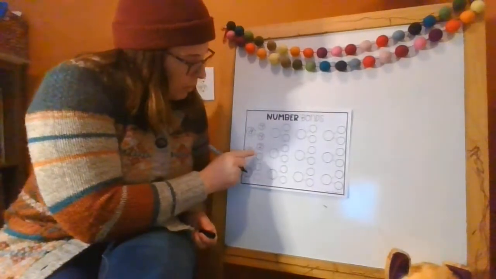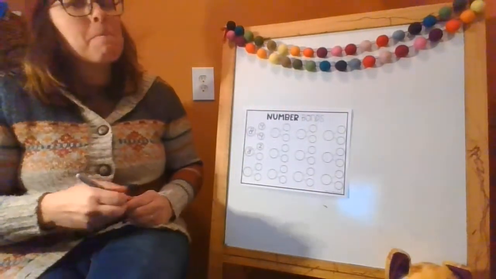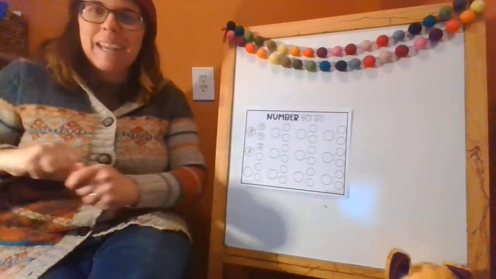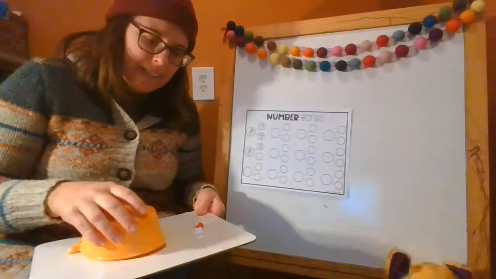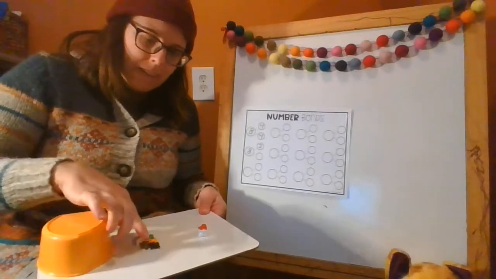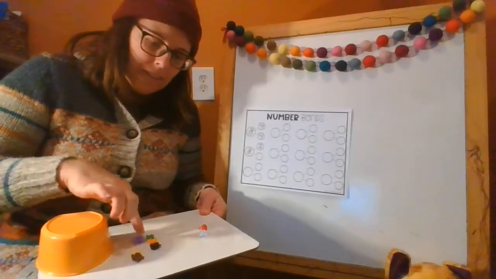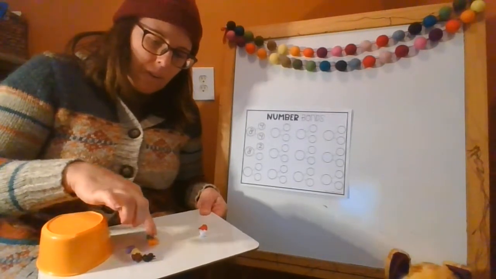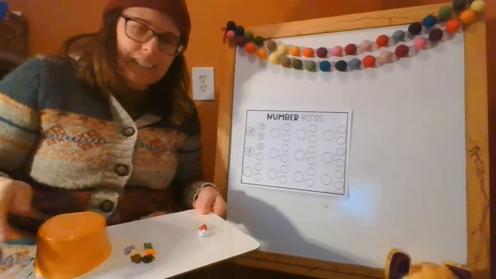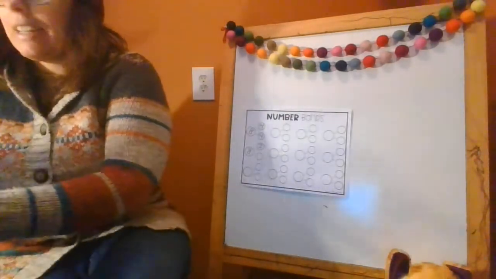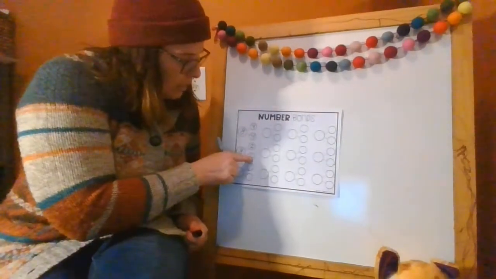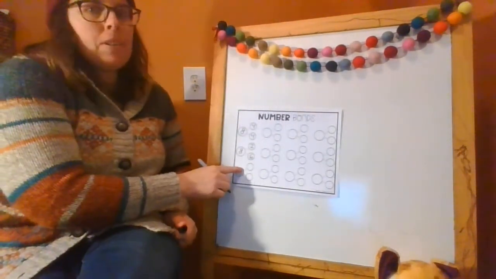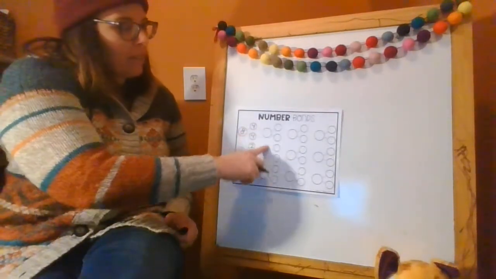2 and what go together to make 8? How many bears are in my cave? Let's look and see. 2 and... Let's see. 1, 2, 3, 4, 5, 6. 6 bears inside my cave. And I'm going to record that right here. 2 and 6 make 8. And then I might even do one more with 8. And then I'd pick a different number.